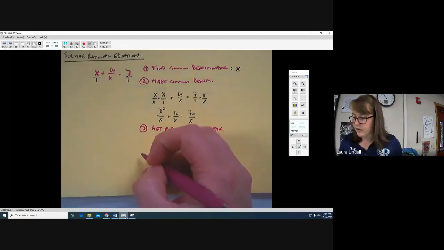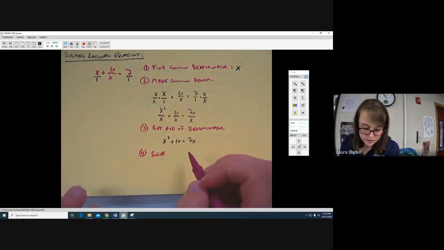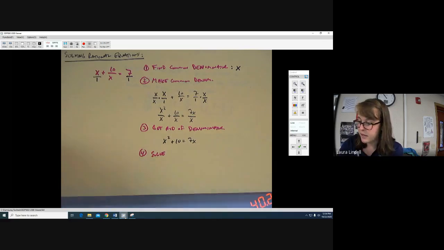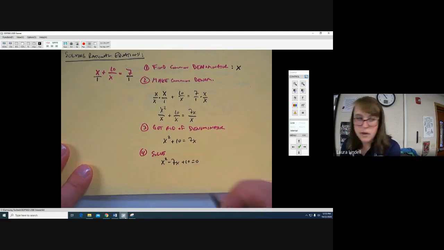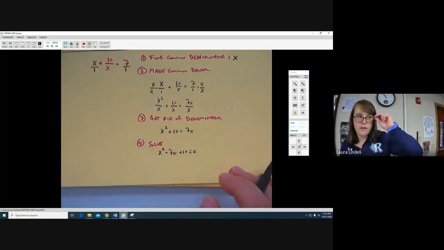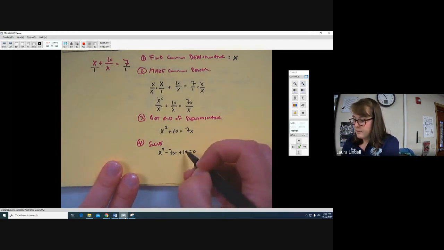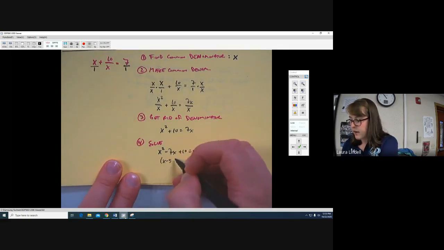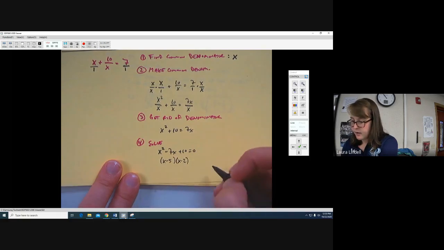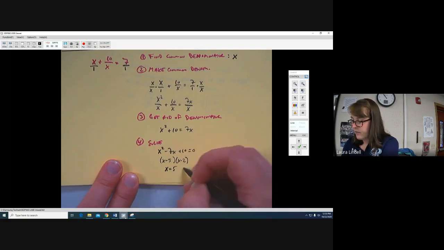And then we want to solve this. So I would subtract 7x from both sides and get x squared minus 7x plus 10 equals 0. And then I would factor that thing. Or stick it into Desmos and click on the zeros if you need to factor it in that way. But things that multiply to 10 and add to negative 7, that would be x minus 5 and x minus 2. So that would tell me that my solutions are x equals 5 and x equals 2.